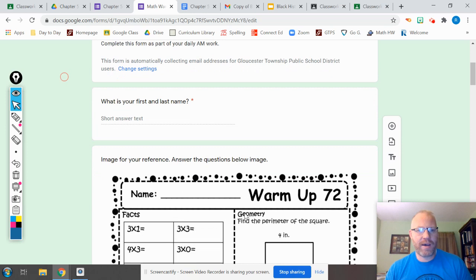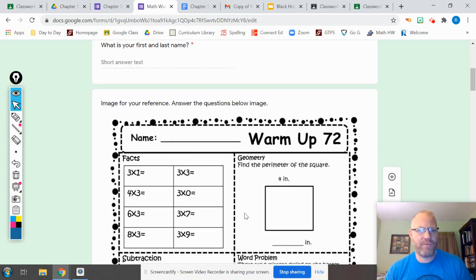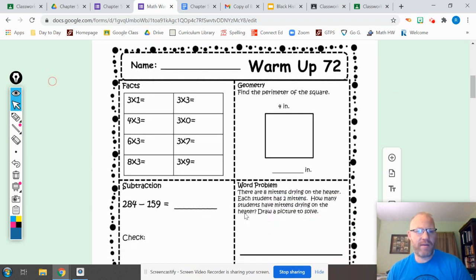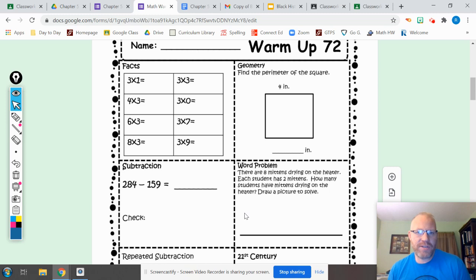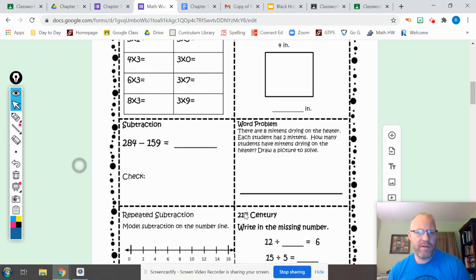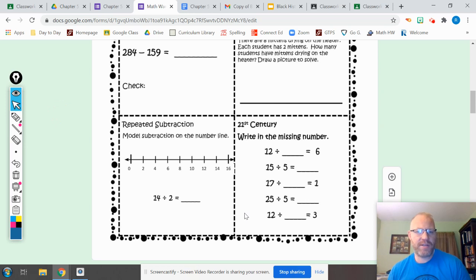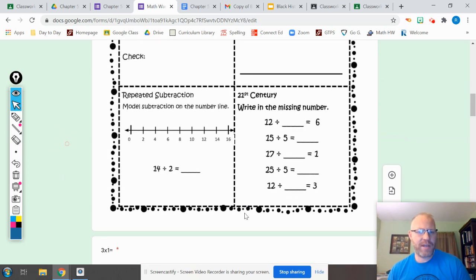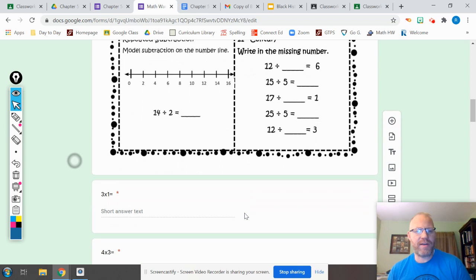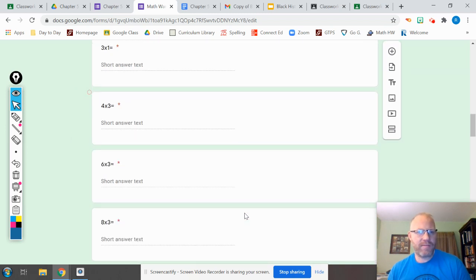Just like normal, just grab your pencil and a piece of paper so you have a way to track your work today and type in your first and last name here. When we take a look at our facts, we're going to look at geometry with a perimeter, subtraction, a word problem, repeated subtraction, and our challenge question, which is kind of challenging, but I think you guys can handle it.